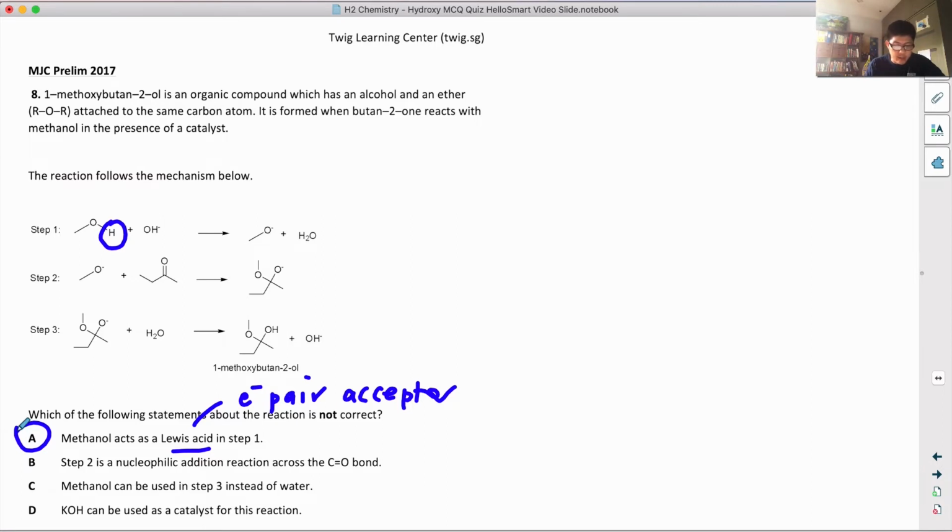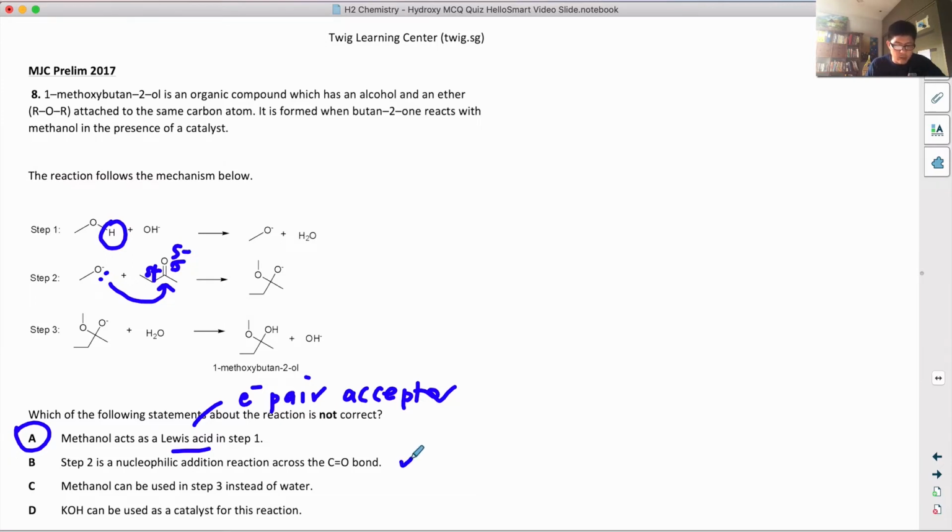Step 2 is a nucleophilic addition across the double bond. Yes, it's nucleophilic addition, definitely. Because this is your nucleophile, it will take this carbon, delta minus, delta plus, and the electrons go to the O. So it's going to be nucleophilic addition. This statement is correct.